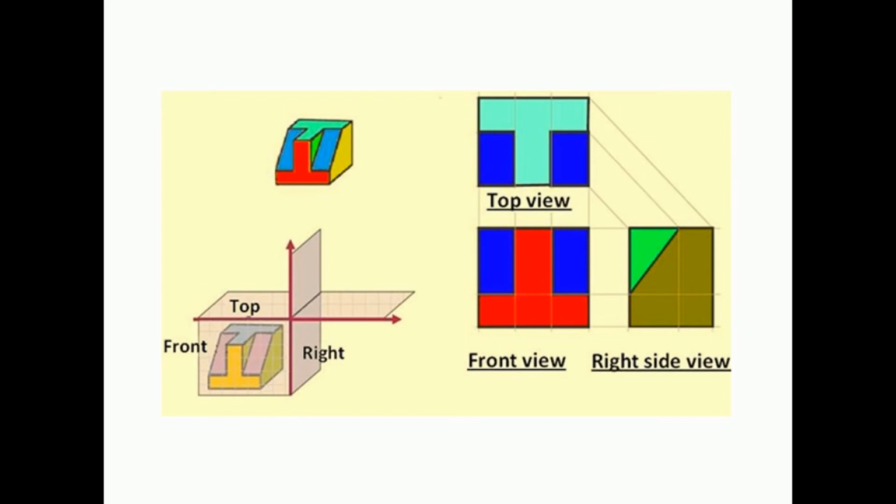We can see an example. Now we place the object in the third quadrant. If we use the derivations, the front view will come in the front, the top view in the top, and the right side view on the right side. Because the vertical plane is on the right side and the top horizontal plane is at the top, it will come front as front, top as top, right as right.